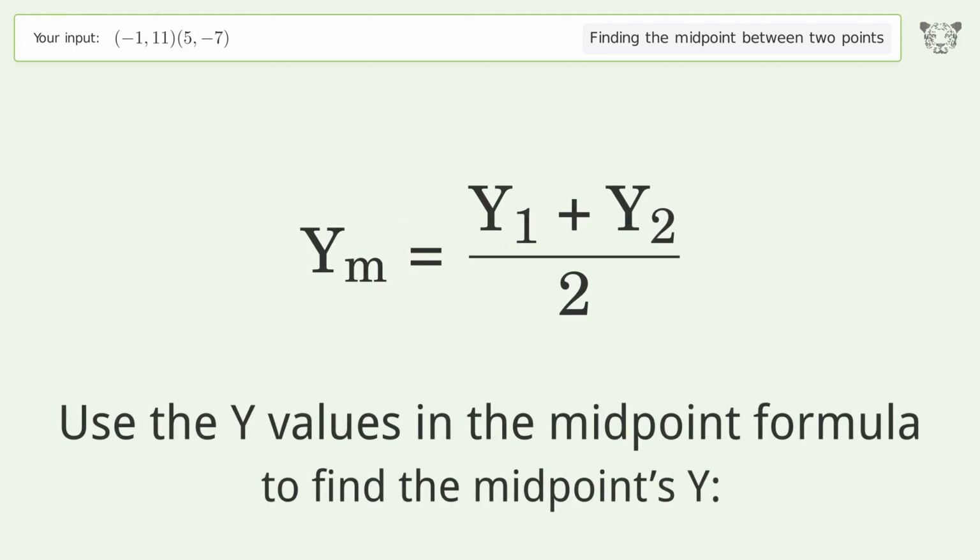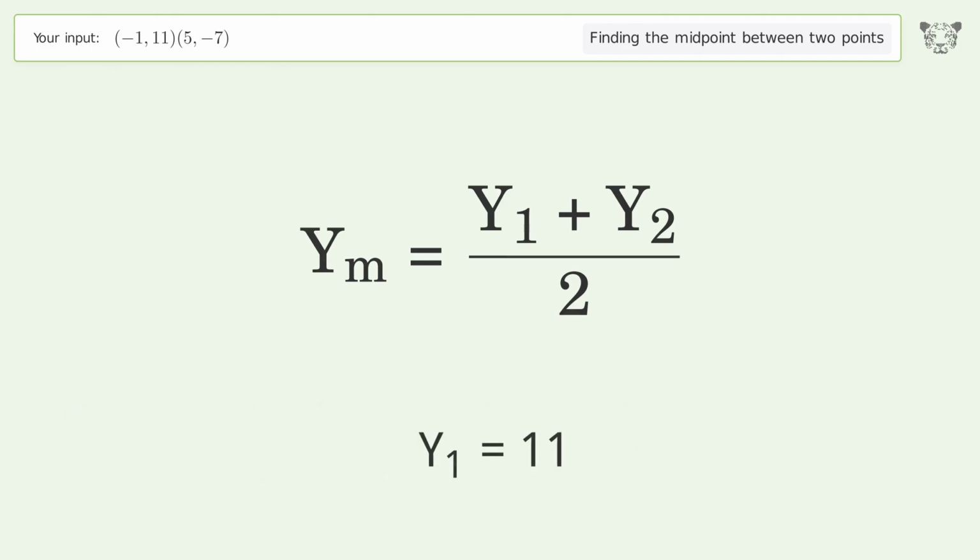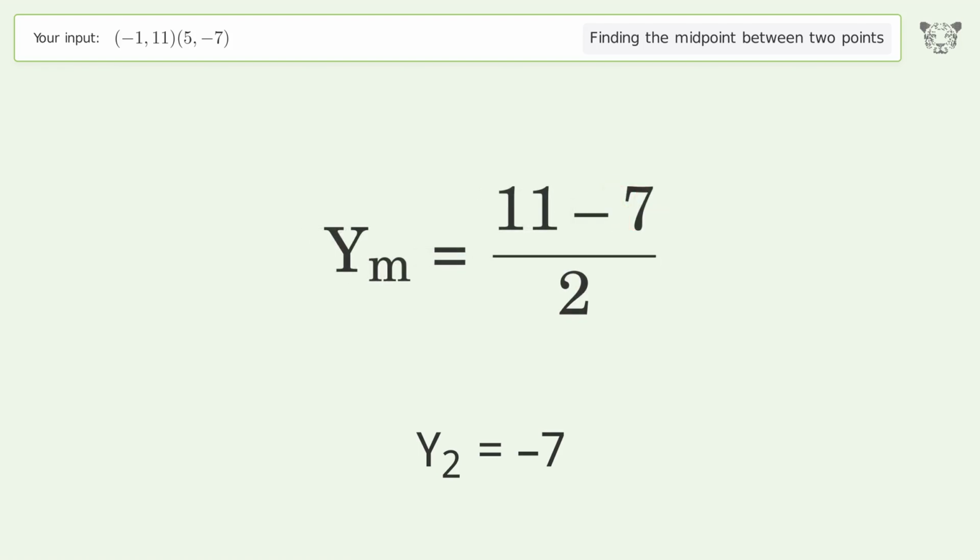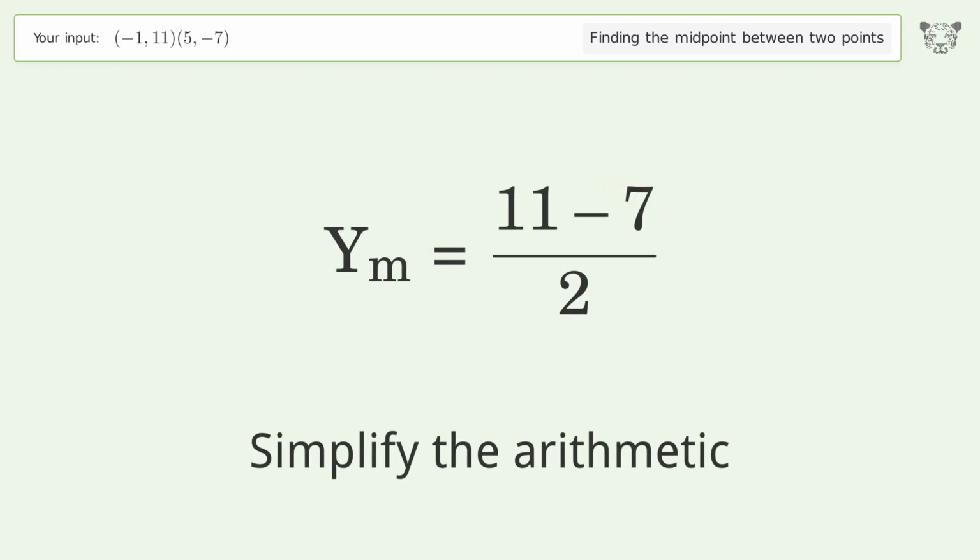Use the y values in the midpoint formula to find the midpoints y1 equals 11. y2 equals -7. Simplify the arithmetic.